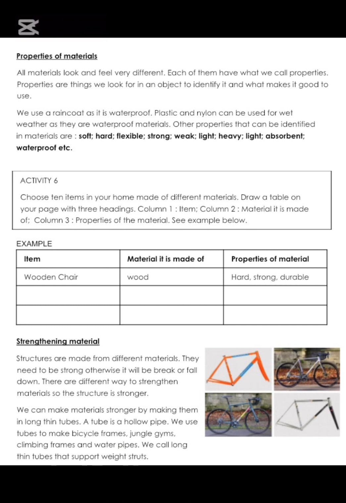We can make material stronger by making them in long, thin tubes. A tube is a hollow pipe. We use tubes to make bicycle frames, jungle gyms, climbing frames, and water pipes. We call long, thin tubes that support weight struts.